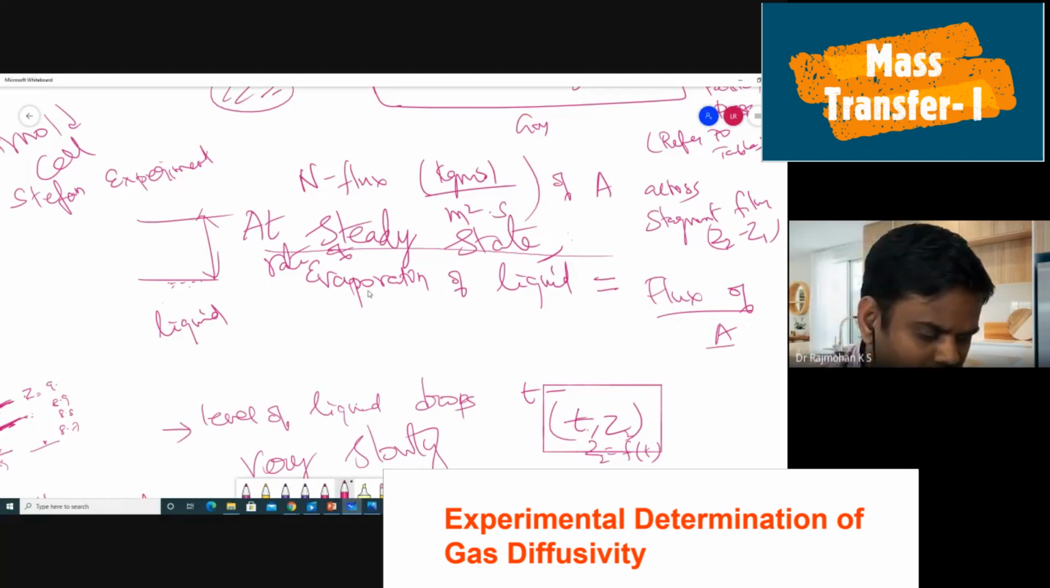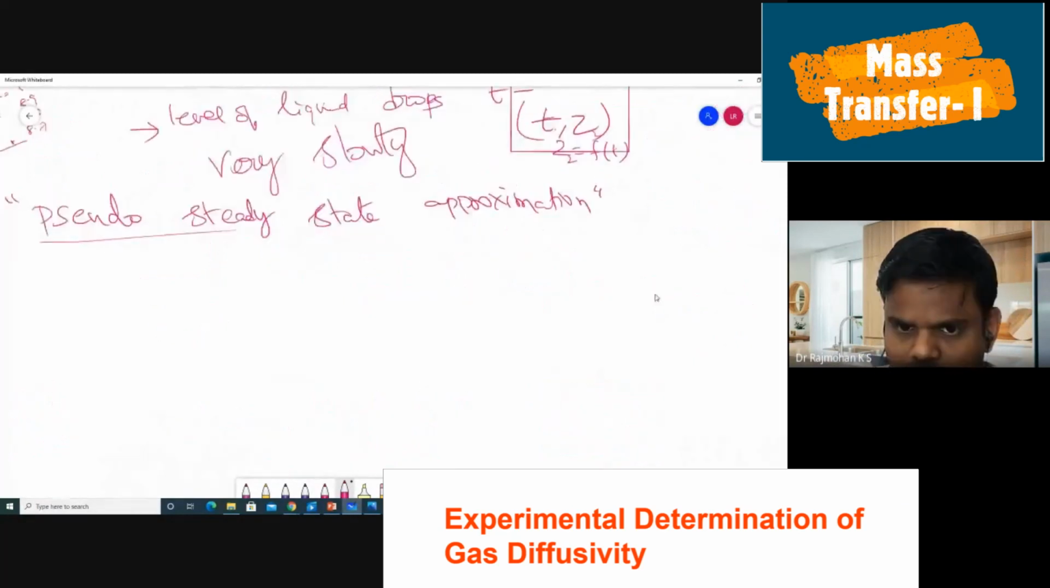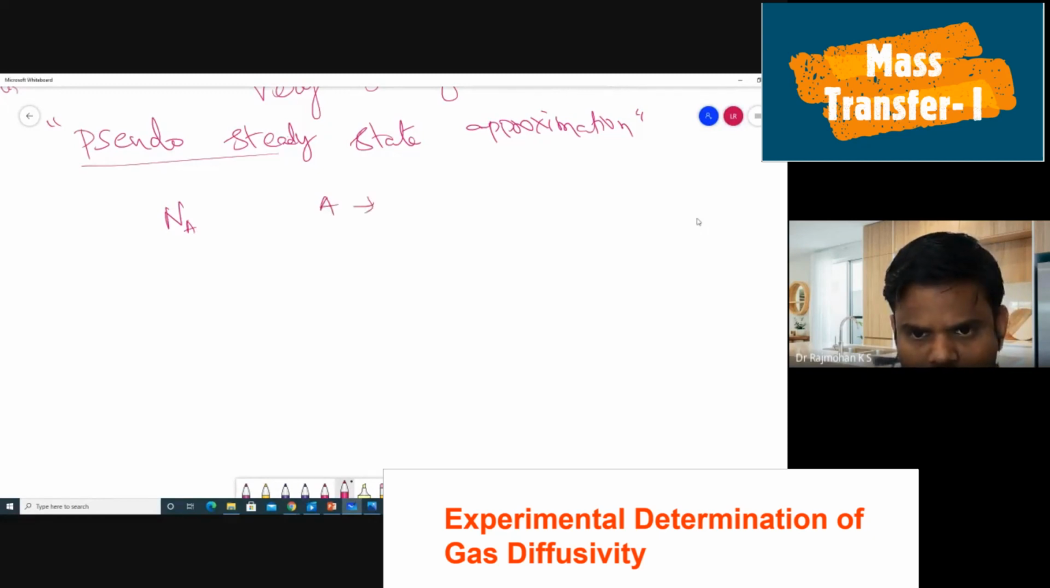So now, with that only, we have to understand what the rate of evaporation is. How can we write the rate of evaporation? Let us write all the terms. Let NA be the flux of A. Here A is liquid and B is air. So DAB is what we are going to determine.